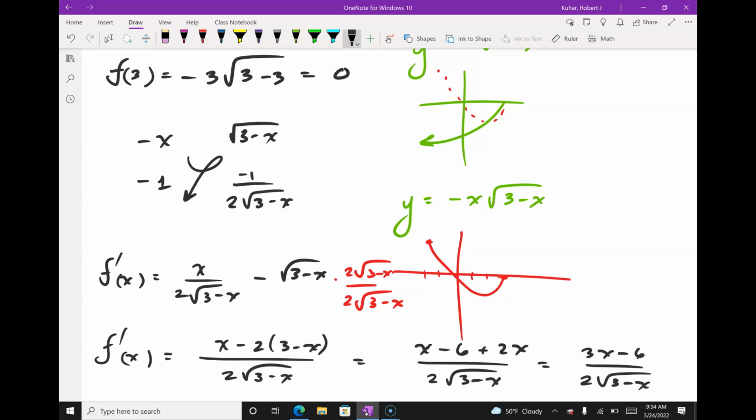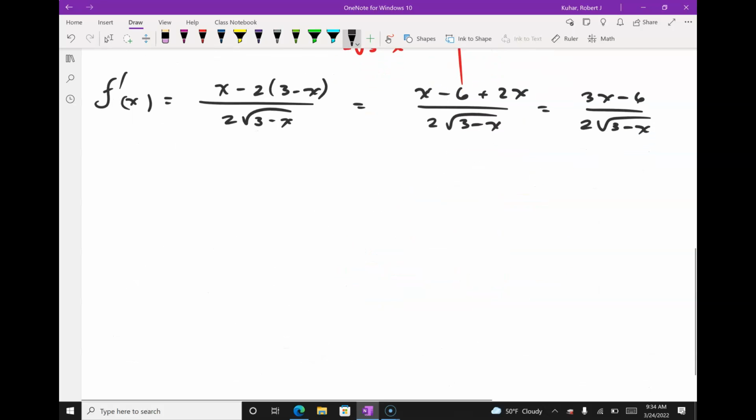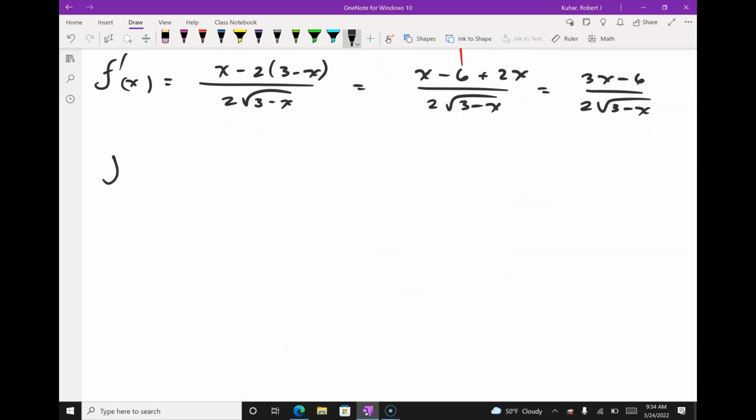I could factor out a 3, but it doesn't change much for me. Anybody get there? Nice. Everybody else, get on the horse. Let's go.